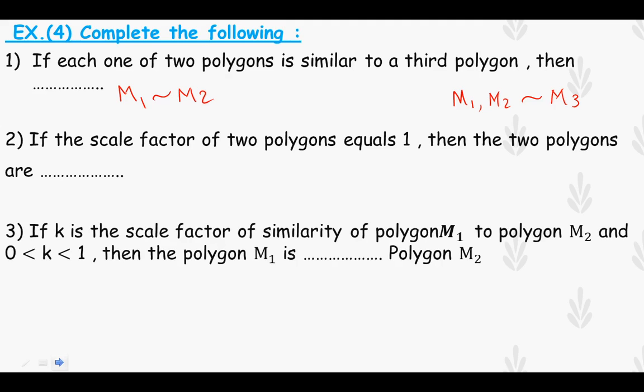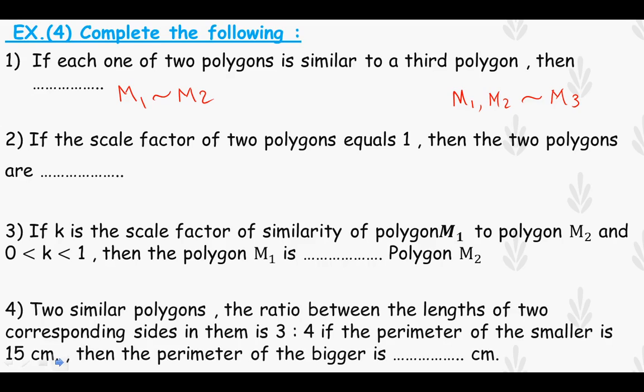Number 3. If K is the scale factor of similarity of polygon M1 to polygon M2, and K is bigger than 0 and smaller than 1, then polygon M1 is a reduction of polygon M2, or you can say that M1 is a shrinking of polygon M2. Okay? Here, two similar polygons. Here we need to solve it. Okay, so we'll choose pen.